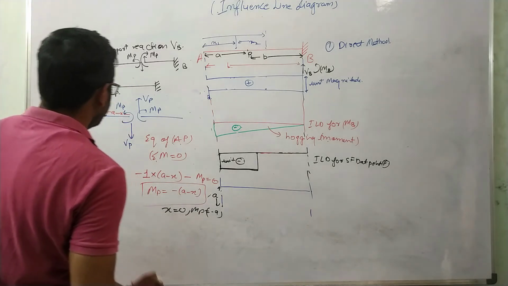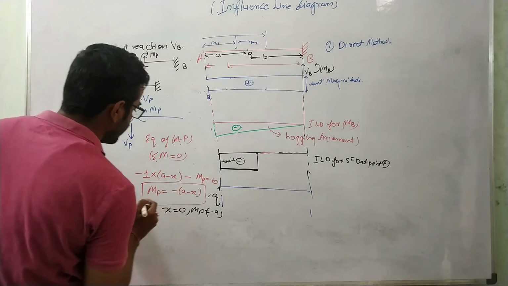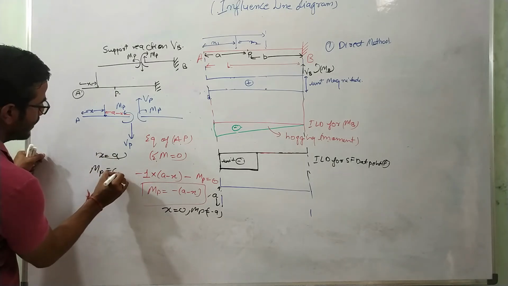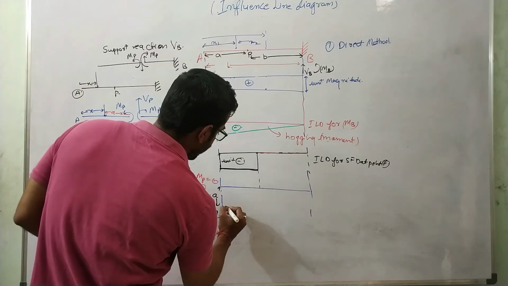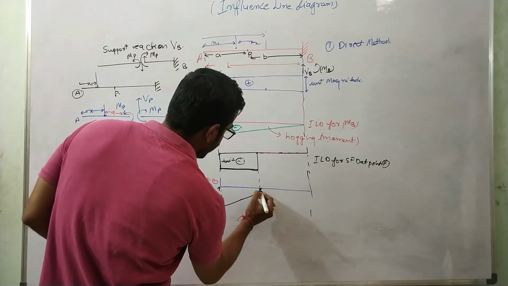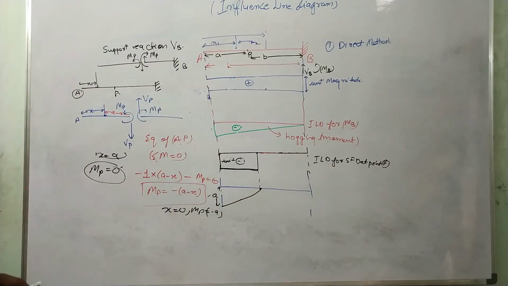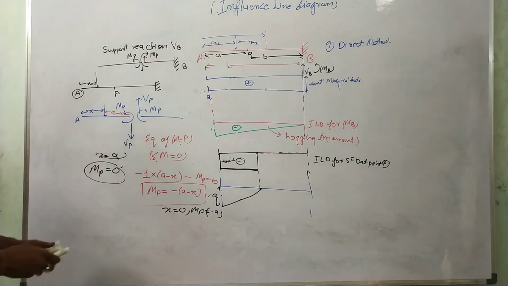Okay, so this is the case when MP, what will be the value of MP when x equals to a. So when x equals to a, you can see from this equation that MP will become 0. Okay, so when x equals to a, the value of MP will be 0. Now we'll see the case when the unit load is acting at the right of P.